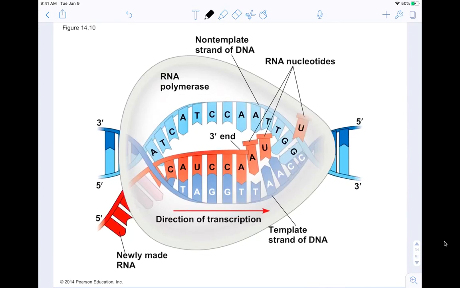Okay, so this is the overall picture here. You've got your direction of transcription happening here, because remember that we're using a template strand that is 3' to 5', which means that we are synthesizing in the 5' to 3' direction. And we're just going to be adding in our little RNA nucleotides through elongation.